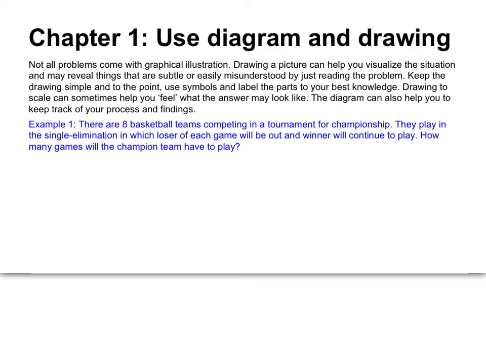There are 8 basketball teams competing in a tournament for championship. They play in the single elimination, in which loser of each game will be out and winner will continue to play. How many games would a champion team have to play? First of all, try to understand this problem and think about what kind of diagram can help you solve the problem.